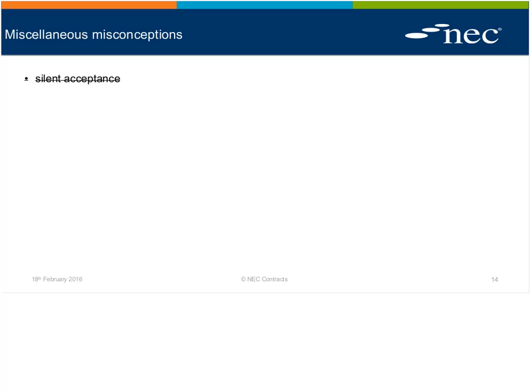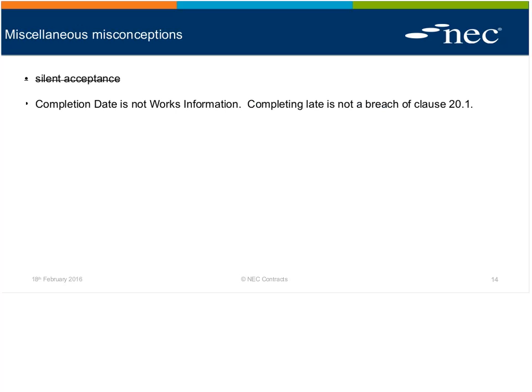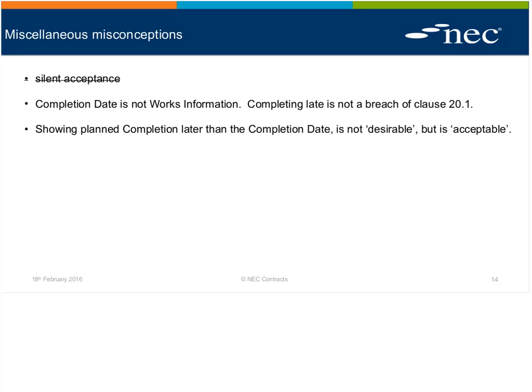It's not. So why are we talking about that? Well, we're not dealing with law here, are we? We're dealing with contract conditions. So silent acceptance. Don't think it's there when it's not. It's a sanction that NEC3 brought in around some of the compensation events. Completion date is not works information. So completing late is not a breach of 20.1.